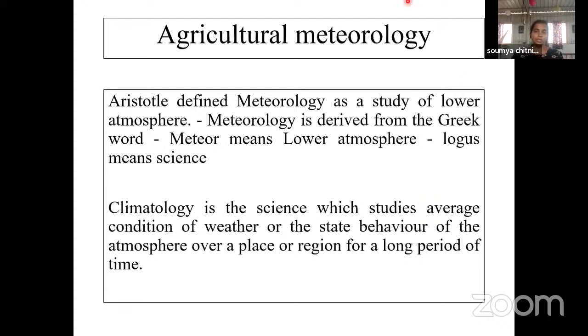And what is climatology? So two words we will be learning here: meteorology and climatology. Climatology is the science which studies the average condition of weather, or the state and behavior of the atmosphere, over a place or region for a longer period of time. Whereas in meteorology, we study the lower atmosphere and weather-related matters. But climatology studies the atmosphere over a larger area and covers a longer period of time, not just 1 hour or 2 hours. We study years together, 20 years or 30 years together.